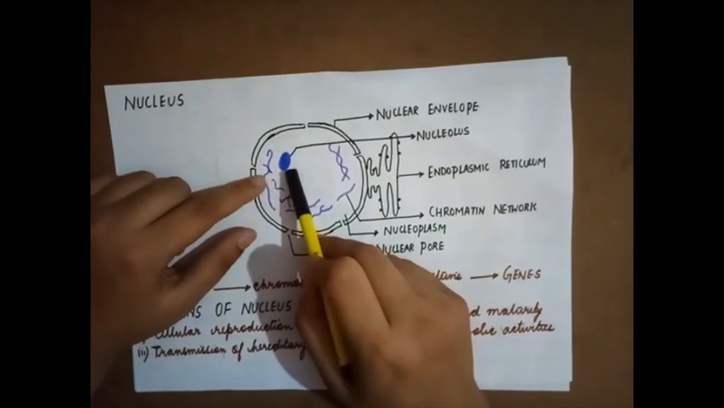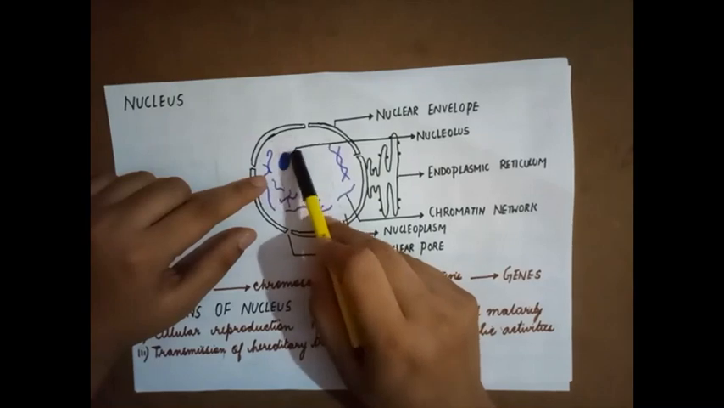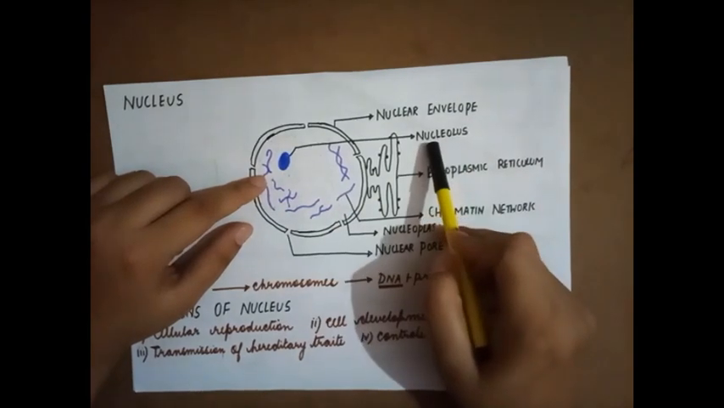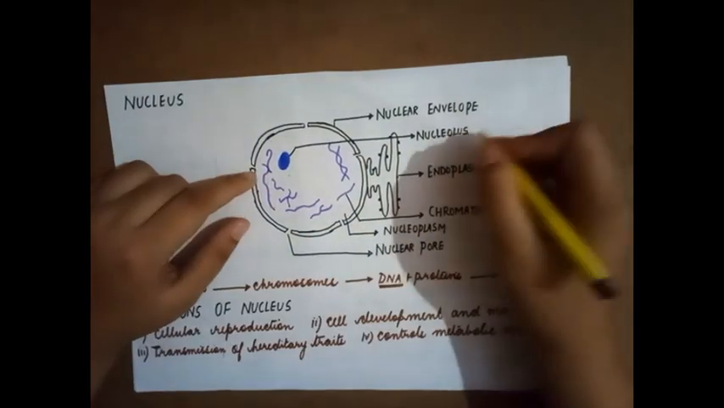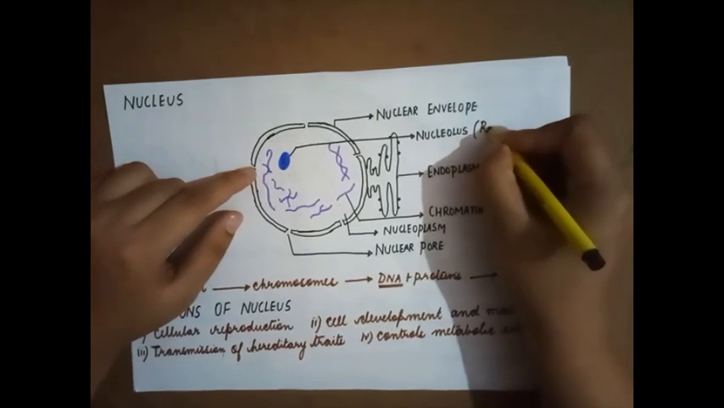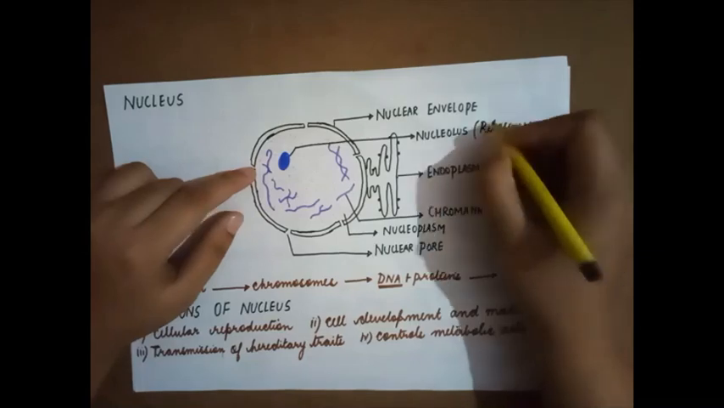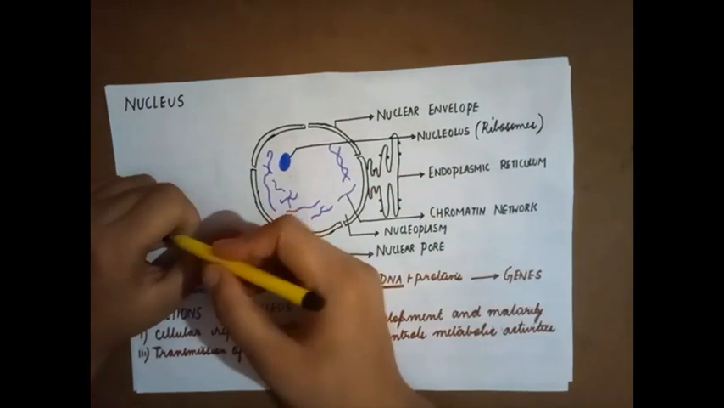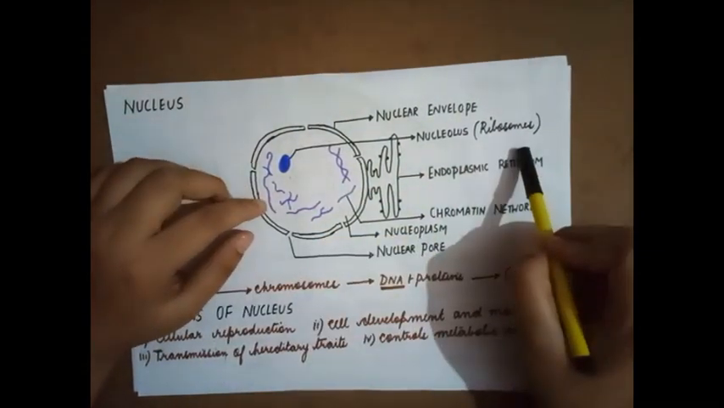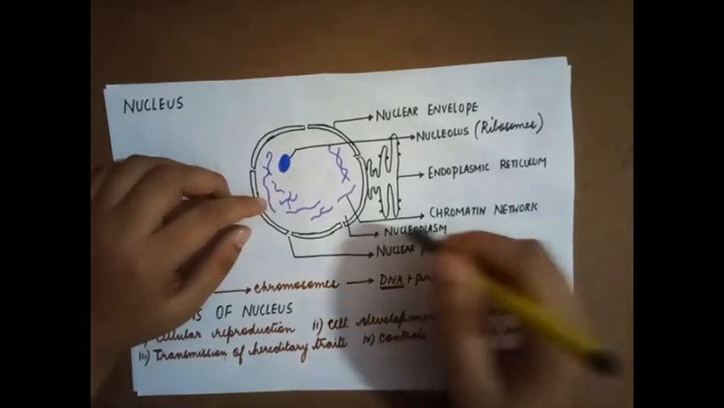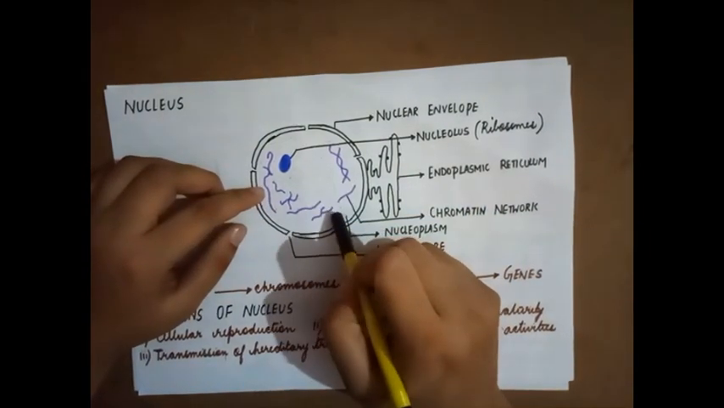And then there is a structure called a dark dense body known as nucleolus. It helps in the synthesis of ribosomes. Now what are these ribosomes? You will understand it further. As of now, just remember, nucleolus helps in the synthesis of ribosomes. Inside this, there is nucleoplasm.